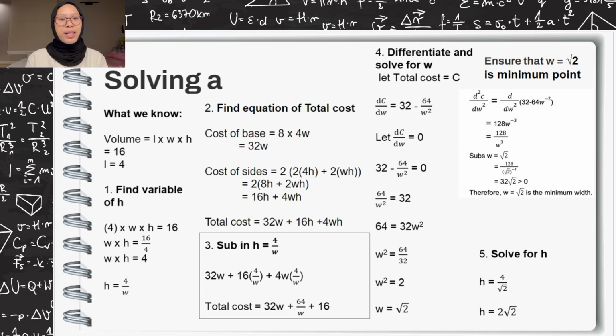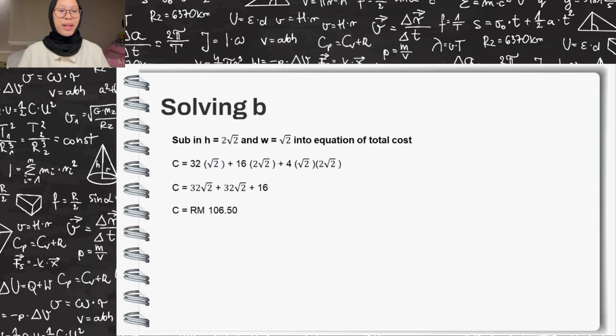Finally, we can find the value of height by substituting W equals √2 into the H equation. The minimum value for height would be 2√2. Question B asks us to calculate the minimum cost. We need to substitute these values into the total cost equation. The minimum cost to manufacture the rectangular container is 106 ringgit and 50 cents.